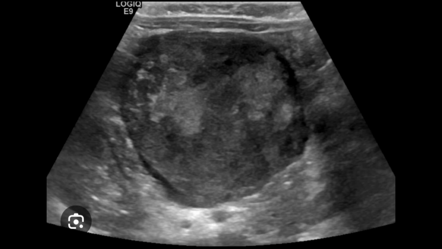Another example of the neuroblastoma, and in this neuroblastoma there is a clearly visible hypoechoic solid mass, although a slight heterogeneity can be seen. As far as the renal parenchyma is concerned, you cannot clearly see the renal parenchyma. It has been obliterated by the neuroblastoma.